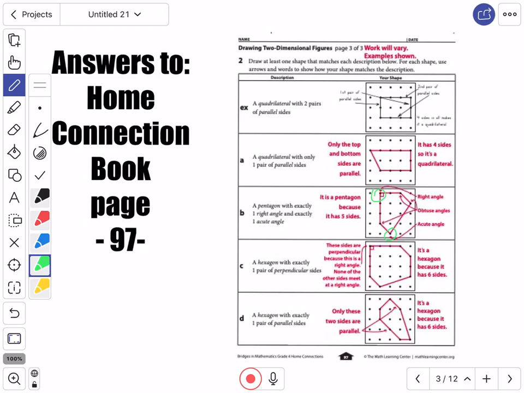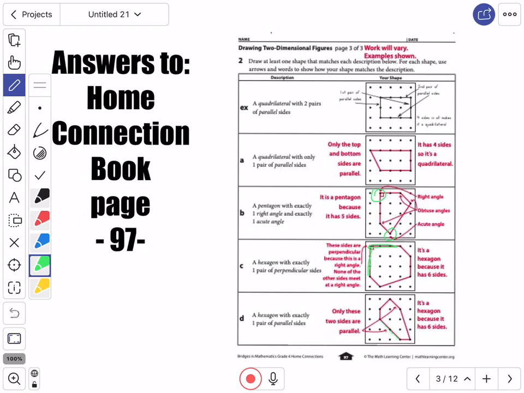For B, a pentagon with exactly 1 right angle and exactly 1 acute angle. So a pentagon has 5 sides. You can see it's 1 right angle and it's 1 acute angle. Here's the right one. Here's the acute angle, and then you have some obtuse angles there.